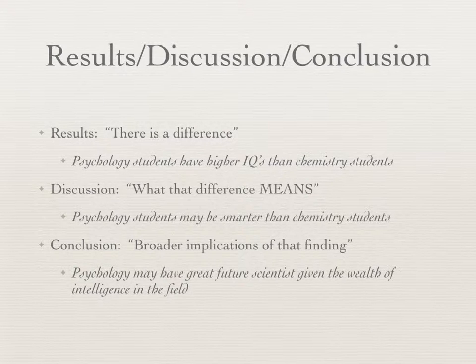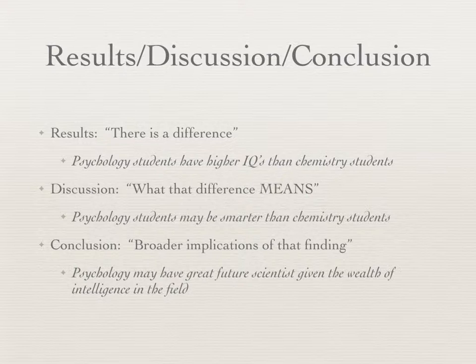So again, the distinction between these three, and I made a separate slide for this because students really do tend to get confused. The results are, is there a difference? Okay, psychology students have higher IQs than chemistry students. I made this finding up, but I like to think that this could be the case. Discussion: what the difference means. So what does the difference that you found in the result mean? Psychology students may be smarter than chemistry students, okay? And then the conclusion is the broader implications of that finding.